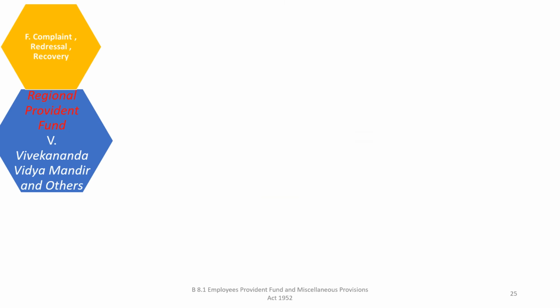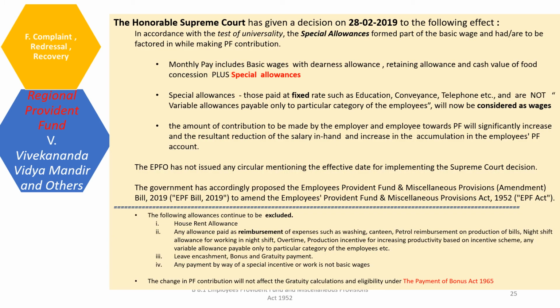schemes. We have a latest decision of Supreme Court in respect of monthly pay. We understand that monthly pay, which is the basis for contribution of employer and employee, comprises four things: basic salary, dearness allowance, retention allowance, and cash value of food concession. Besides this, companies are paying various other allowances as a part of their remuneration planning. And that way, the monthly pay which attracts PF contribution was suspected to be reduced to have a lower financial implication.